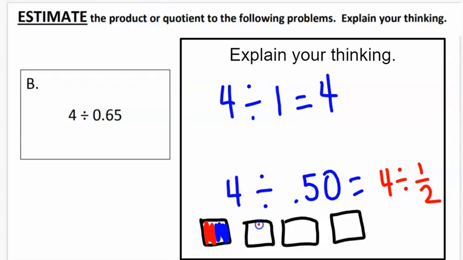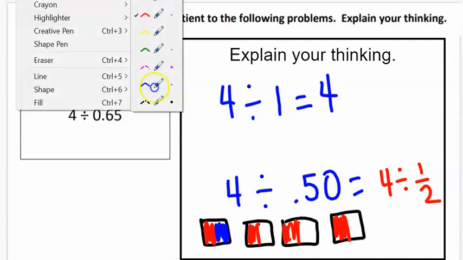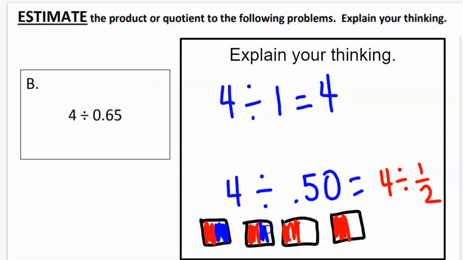Let's see how many pieces I would have. Take each one of these and divide it in half. So this would equal 8. 1, 2, 3, 4, 5, 6, 7, 8. Okay? Would everybody agree?